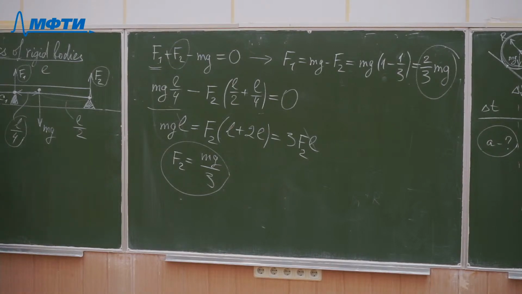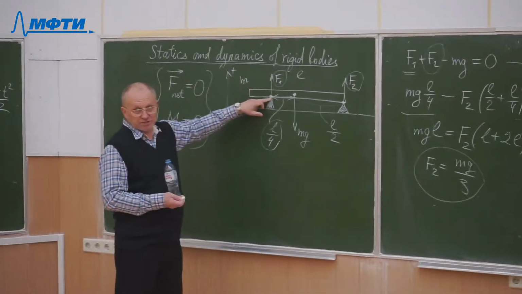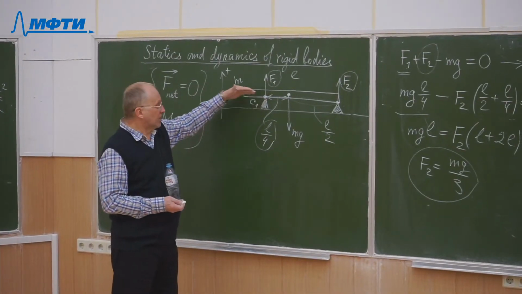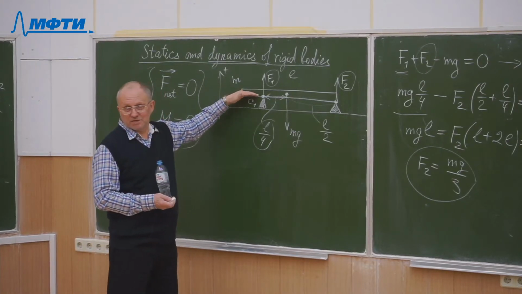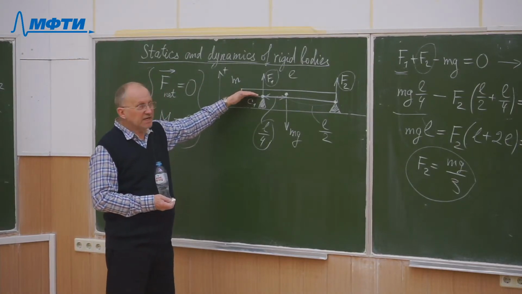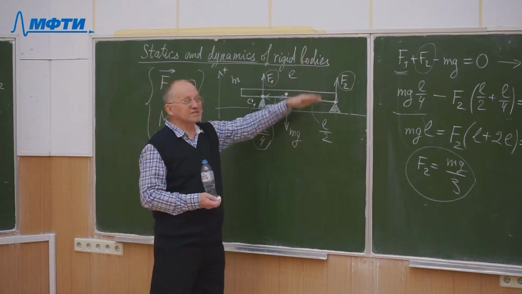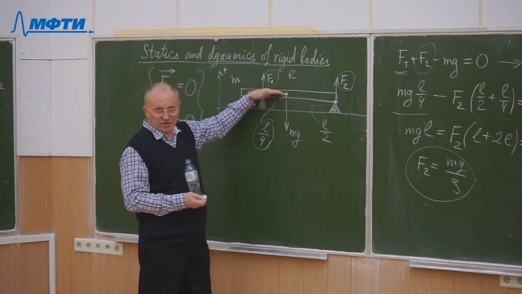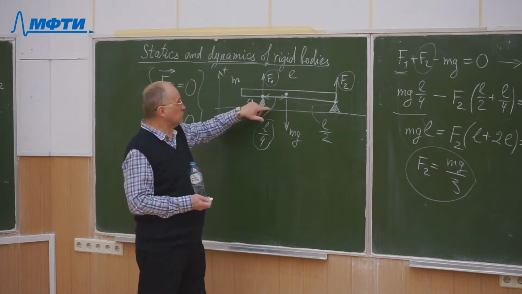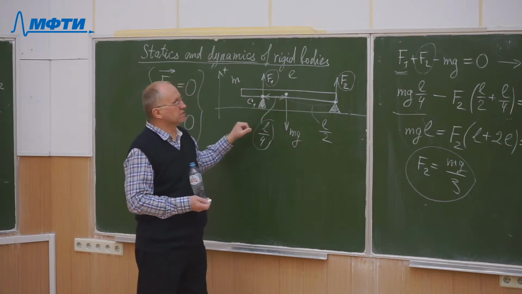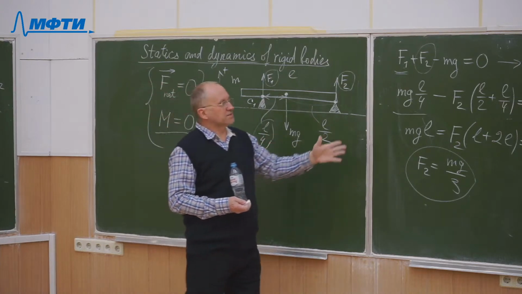I have chosen point C1 as the point of rotation, so there is no rotation. The bar is at rest. It's not rotating. But I assume that it can rotate about this point, and all other forces tend to rotate the bar. I assume this in order to calculate the torques. And so I got the solution.